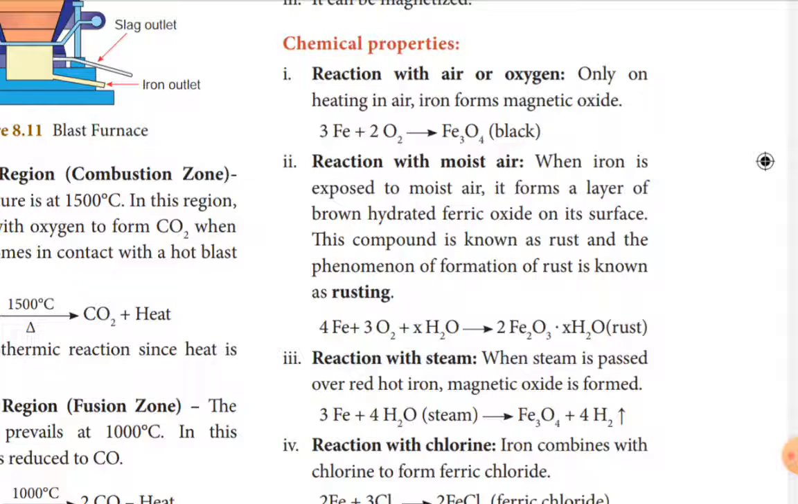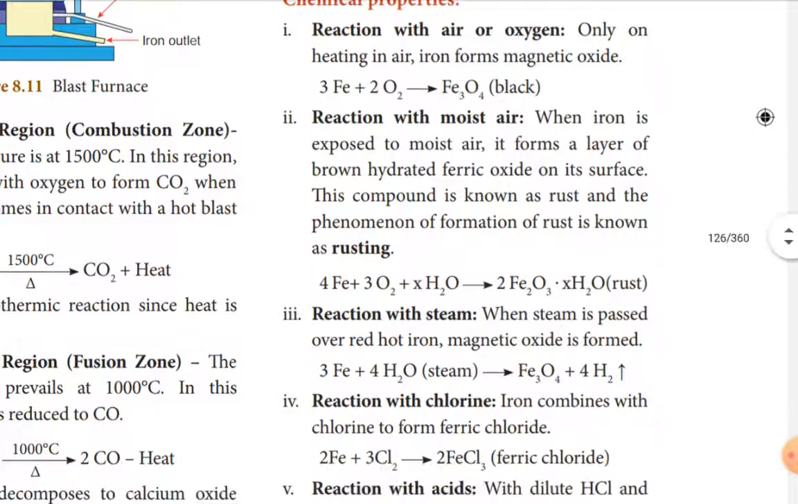So what are the elements required for the formation of rust? There are two main elements, for example oxygen and water. Also one more element, that is carbon dioxide, is also required for the formation of rust. So oxygen, water, carbon dioxide, these are the three important elements for the formation of rust.